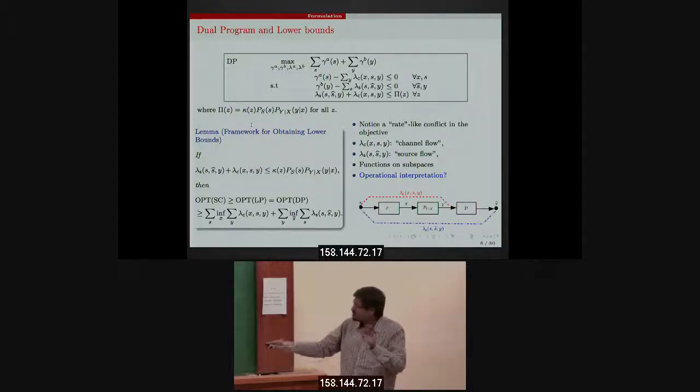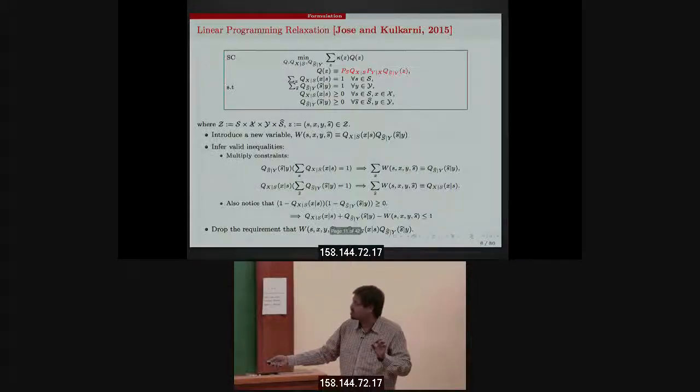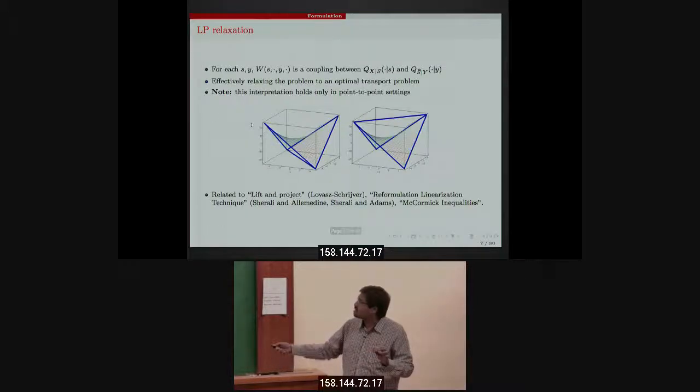There is an operational meaning to just simply optimizing over all W's. As I said, you can say I'm allowing all couplings here instead of the particular coupling where they are a product. So that operational meaning is there.